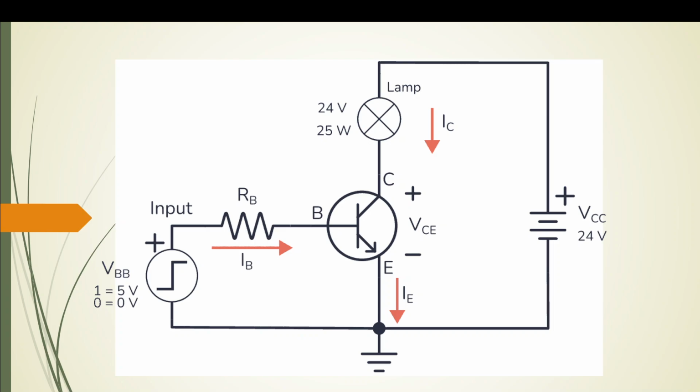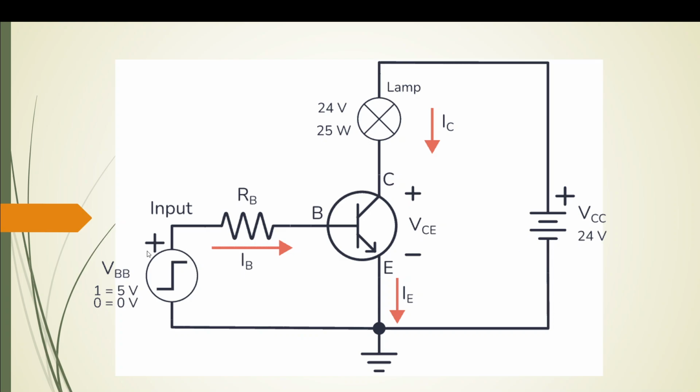So when I am passing 5 volts to the base, what happens then? The collector emitter gate opens and the current passes through. You can see the battery on the right hand side is a 24 volt battery. On the left hand side is just 5 volts or 0 volts, right? So 24 volts passes through the lamp, which is the load over here, through the collector, through the emitter, down to the ground.